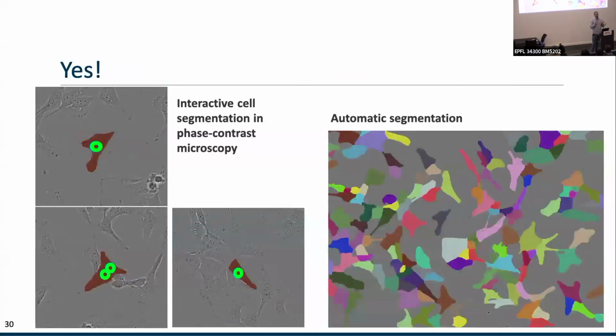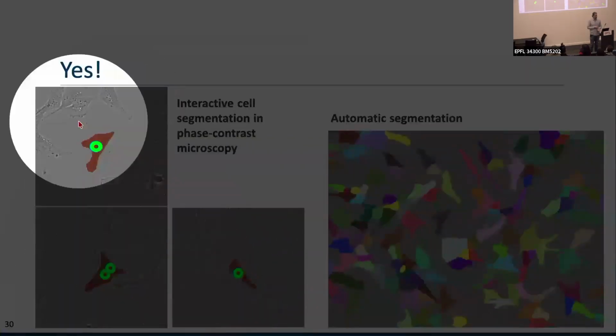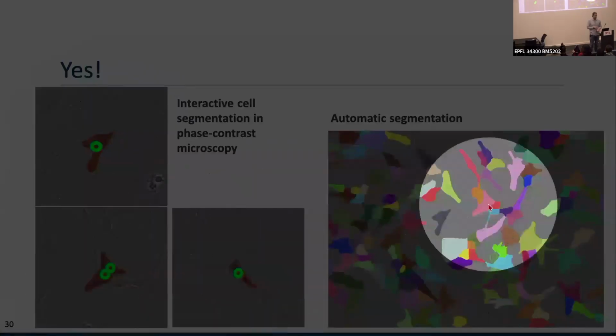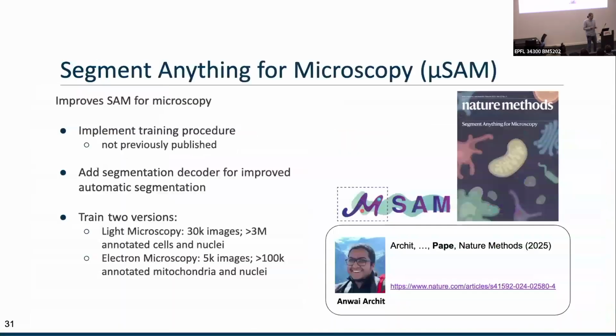But now our work comes in. We could improve it significantly for microscopy, and you can see here that it was much better after our improvements. I'll talk about how in a second, but you can see that it can really isolate the individual cells much better based on just one or two inputs, and also that the automatic segmentation you see over here gets much better. So now the question is, how did we do this? Or mainly, how did my student Anwai do this?